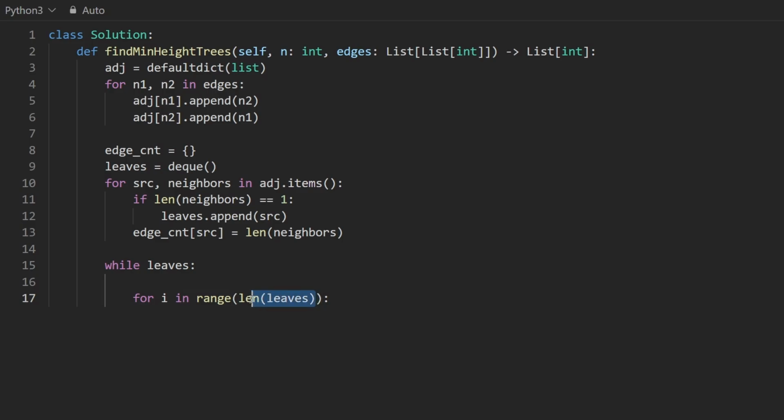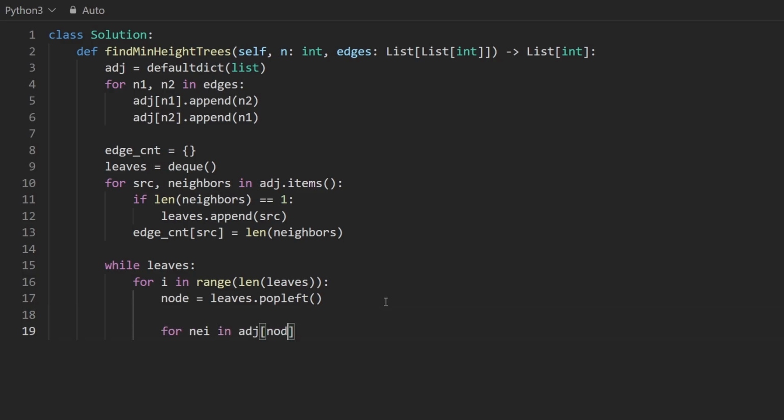So whatever value we pass into it is what this is going to end up being, and then we'll iterate that many times. The reason that's important is because inside of this loop, we are actually going to be modifying the leaves queue. We're going to be adding to it and removing from it. So we want to take a snapshot of the length before we execute this loop. Now we pick a node in the outermost layer and we pop it. We say leaves.popleft, and we get the node. And then we will go through the neighbors of that node.